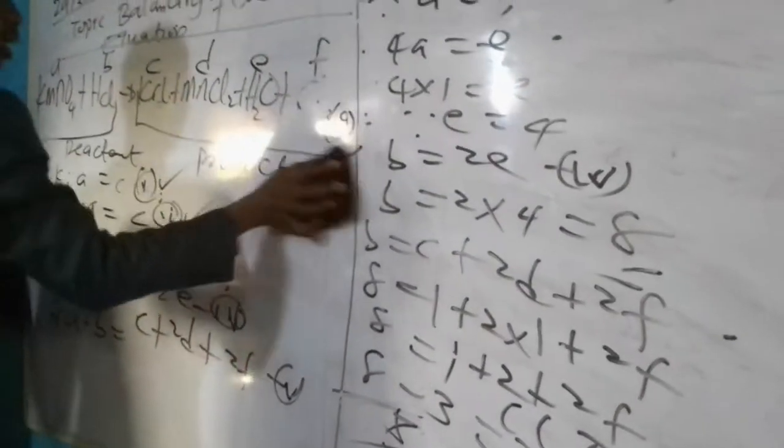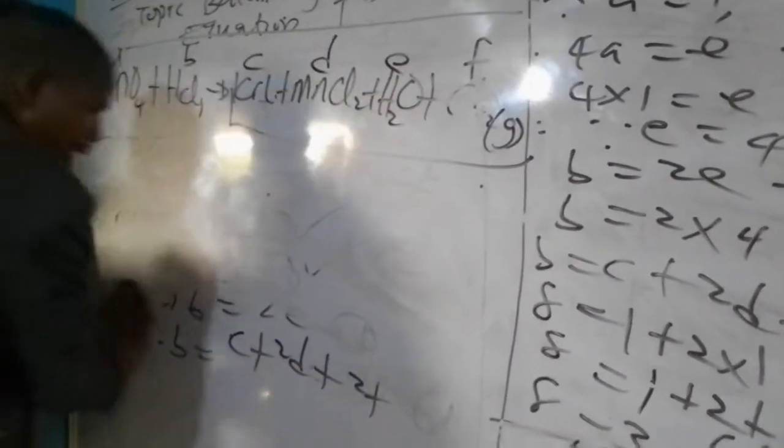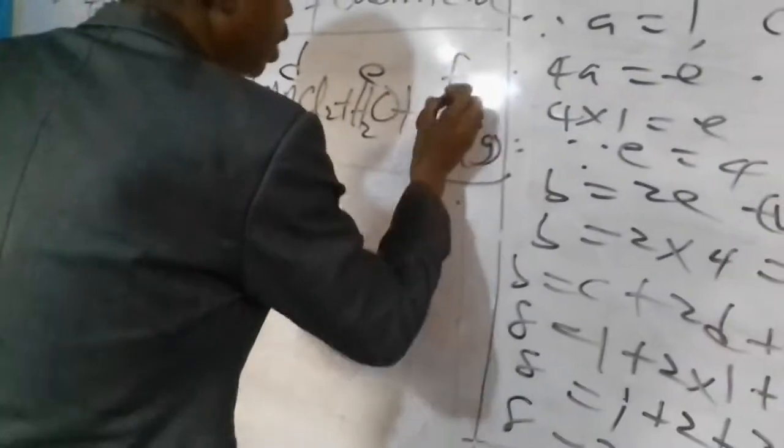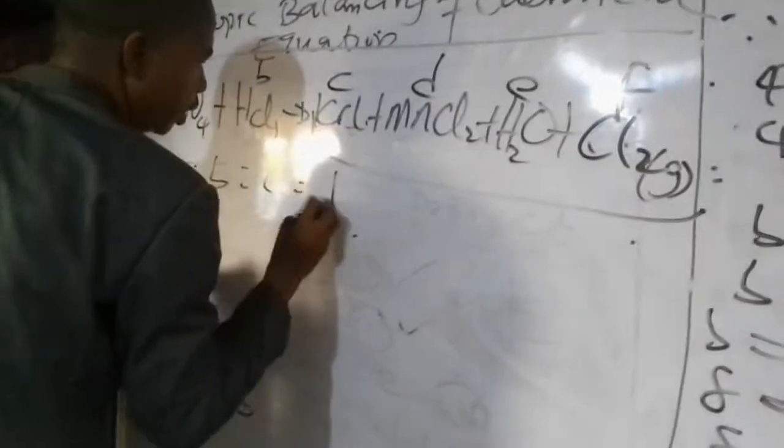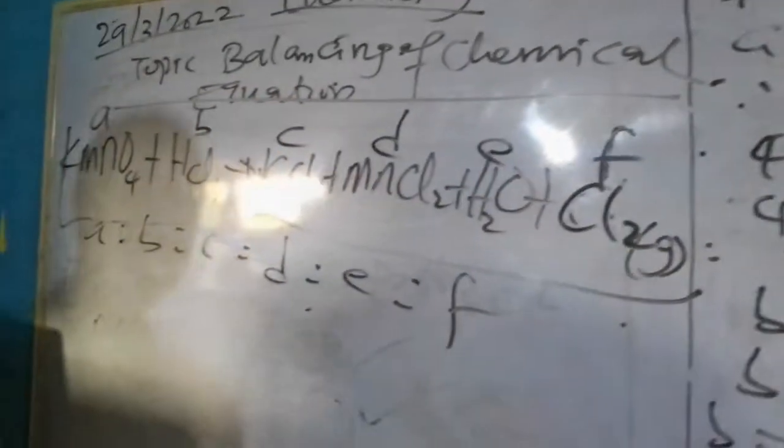2 cannot go in 5. Then you now have F equals 5 over 2. Then the next thing we have to do is to combine the subscripts of the equation together. We have to combine it together. That is, this is our chlorine gas, which is F. The ratio A : B : C : D : E : F.